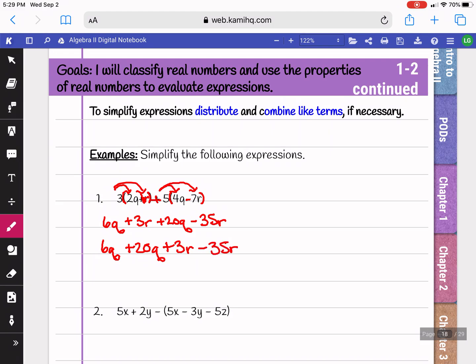You keep whatever sign is in front of your term with it. So like the negative 35r, if I were to move it somewhere else, it would still be a negative 35r. Now I can add these together. So 6q and 20q is 26q. And positive 3r minus 35r would give you negative 32r.